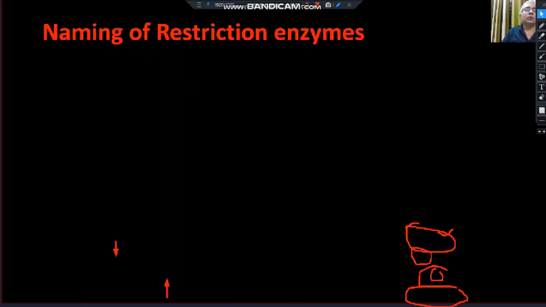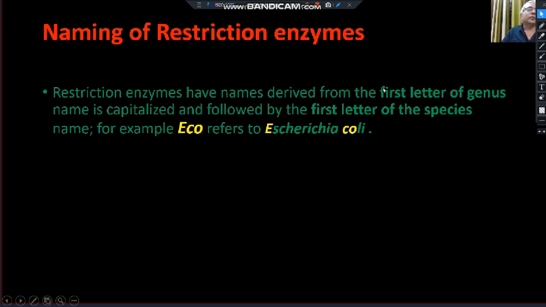Now, how are the names of these restriction enzymes allotted? क्योंकि अब तक कई सौ रिस्ट्रिक्शन एंजाइम्स डिटेक्ट किए जा चुके हैं, तो उनकी नेमिंग के लिए जो नेमिंग पैटर्न है, वो है: restriction enzymes have names derived from the first letter of the genus. मीन्स जिस ऑर्गेनिज्म से रिस्ट्रिक्शन एंजाइम निकाला जा रहा है, उस ऑर्गेनिज्म के जीनस का पहला लेटर और उसके स्पीसीज के 2 लेटर्स के द्वारा ये रिस्ट्रिक्शन एंजाइम का नाम रखा जा सकता है.